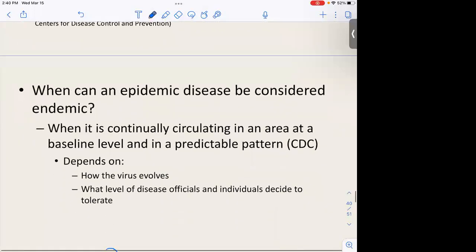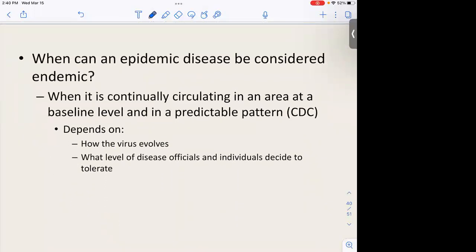So this question came up because of COVID. When do we stop calling COVID an epidemic? When can we consider it endemic? Well, according to the CDC, when an infection is circulating at a predictable pattern, then we might consider it endemic. Nobody wants to talk about it, but we are not there yet with COVID. There's still the potential for mutations that we would get a variation of COVID that our vaccines wouldn't work for, and we would have a ton of cases again. So again, we're not there yet.